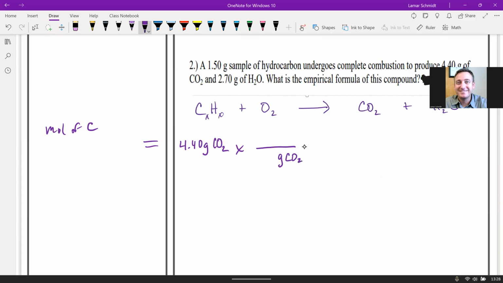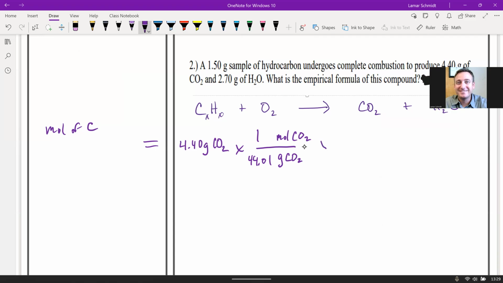Moles. Grams of carbon dioxide to moles of carbon dioxide. Now, that means I need to know the molar mass of carbon dioxide. It is 44.01 grams of carbon dioxide is equal to 1 mole of carbon dioxide. Does that say carbon? No, it says carbon dioxide. I want to know the moles of what?